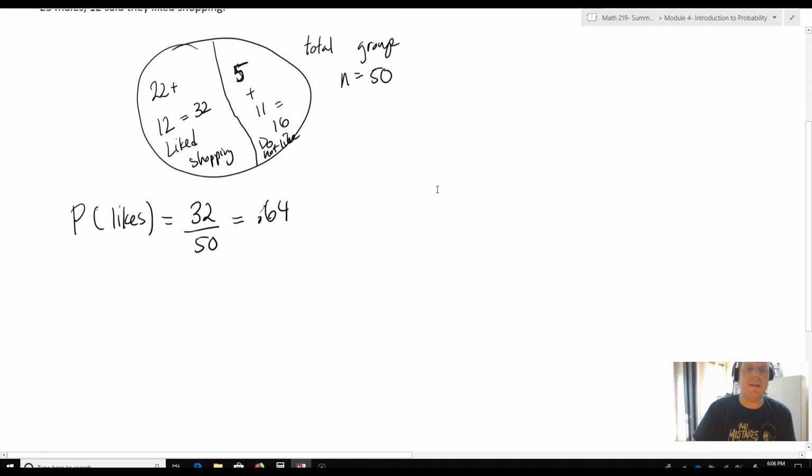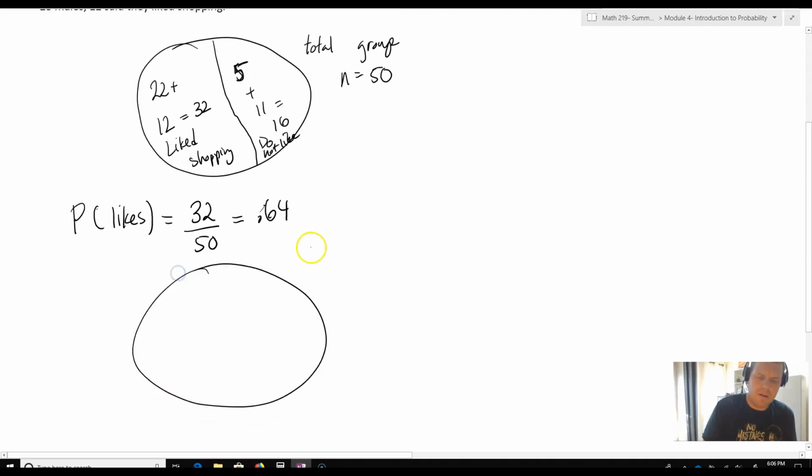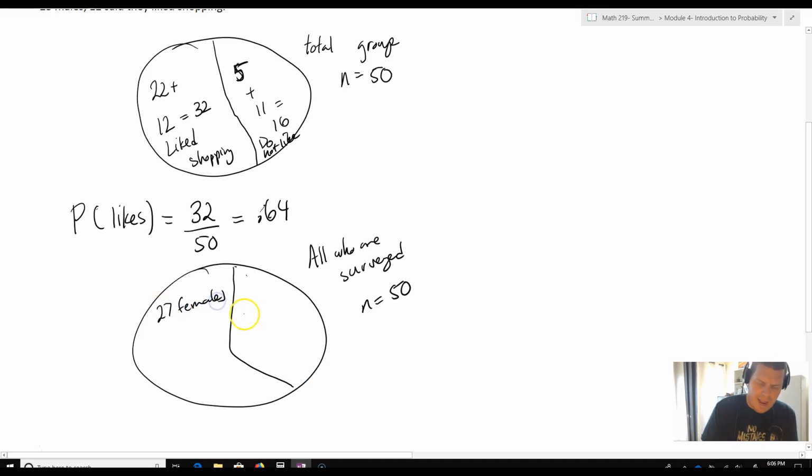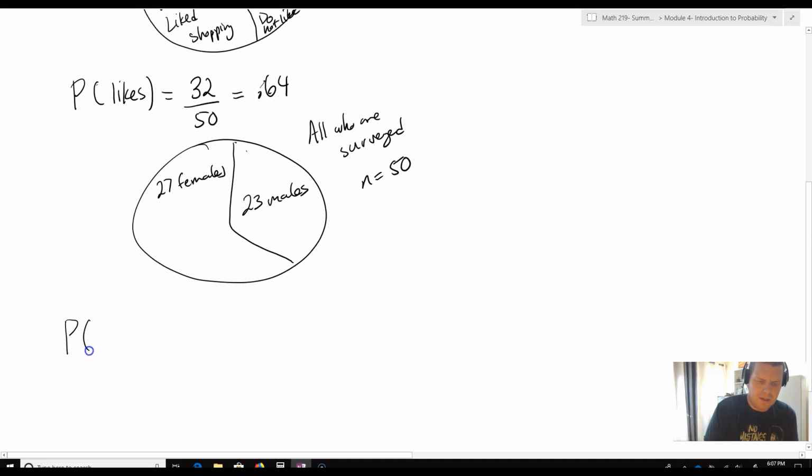Okay? So now I've got my group, all who are surveyed, my total, and that's n equals 50. And now I'm going to separate it out: there's the 27 females, and we now have the 23 males. And this is how I write a conditional probability. I want to know the probability that somebody likes shopping, given that they are male. Given they are male.